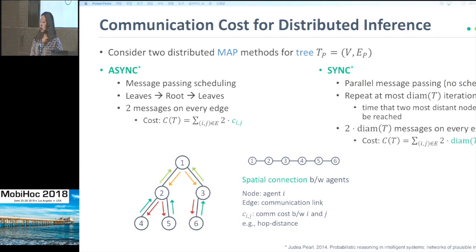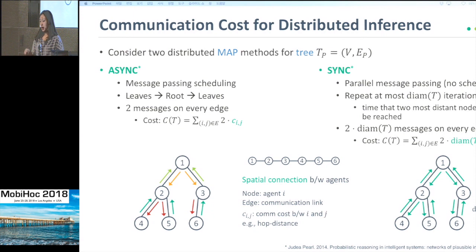Another one is known as the parallel message passing algorithm, which we call the asynchronous one. Here we repeat the message passing at every iteration, and so we don't consider a scheduling protocol. In this case, we need at most the diameter of the tree in iterations to obtain the exact MAP solution, because the diameter of the tree is the time that the two most distant nodes need to be reached, so we have a much larger total communication cost, multiplied by the diameter of the tree.